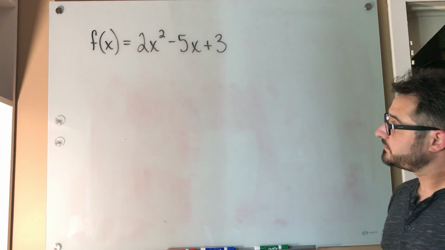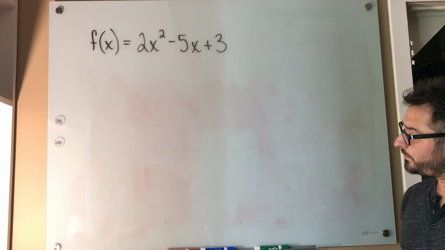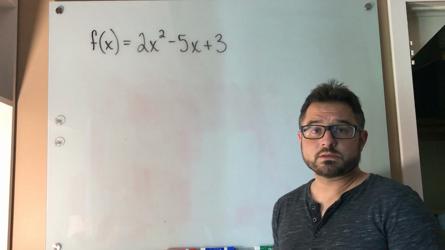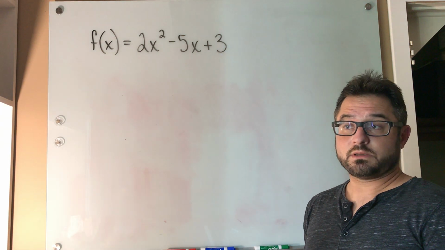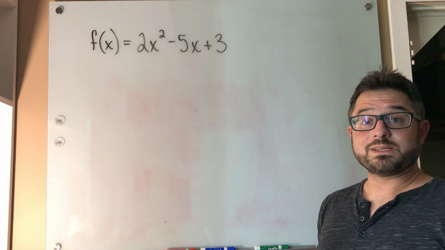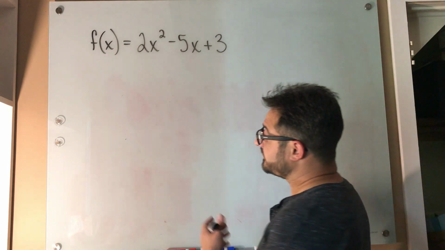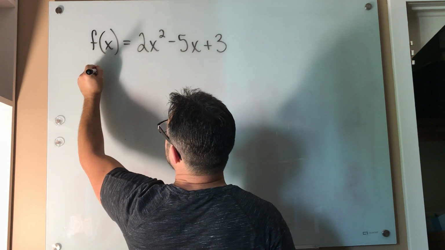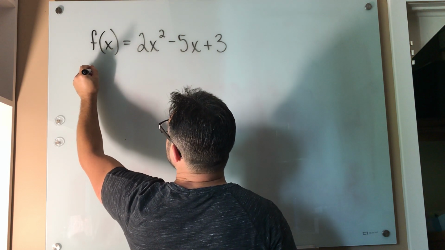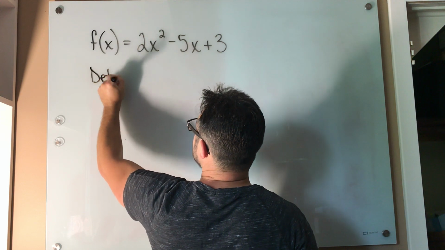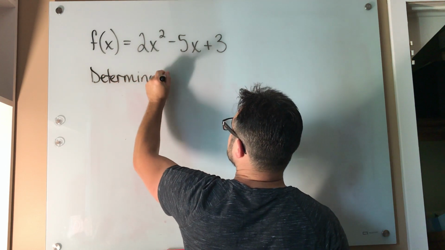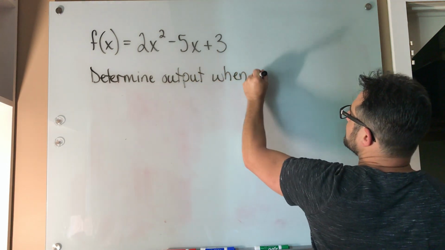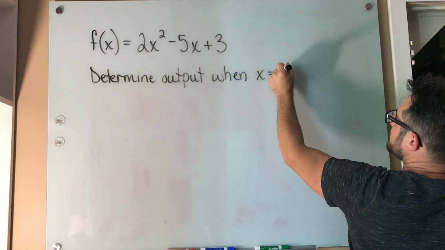Using function notation is actually fairly simple. First of all, the idea is that any ordered pair solution to a function fits into a certain particular format. So for example, and I will show you how I got this, say we wanted to determine the output when x is equal to 2.